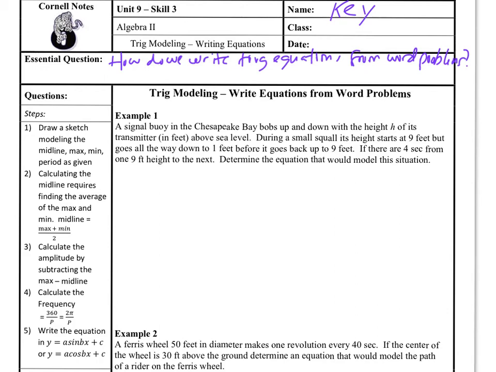Okay, here we go. Unit 9, Skill 3. How do we write trig equations from word problems? That is something that we're going to have to be able to do. It shows up on the Regents all the time.